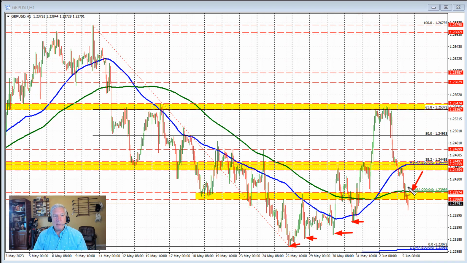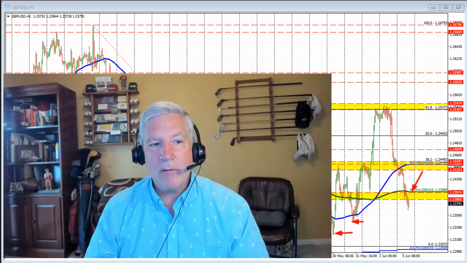But right now, the sellers are in control below the 200-hour moving average. Use that level as a risk-defining level for traders looking for lower levels. If you're a buyer, what do you want to see? You want to see the price eventually move above that 200-hour moving average. That would tilt the bias a little bit more to the upside and have traders looking toward the 100-hour moving average.